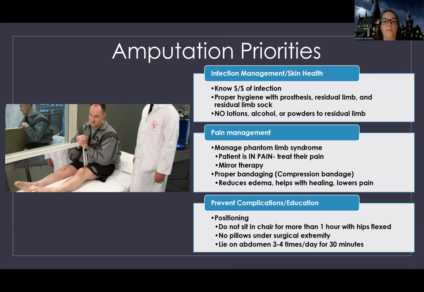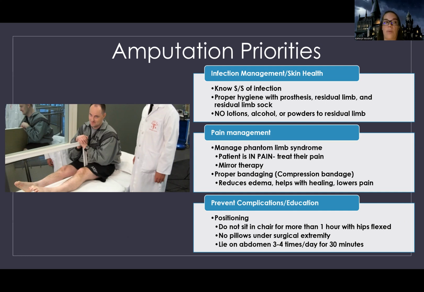Let's talk about what we do after. So a patient goes in and has an amputation. After, they're going to need to know the signs and symptoms of infection, especially as they're taking care of their prosthesis. I had a patient not too long ago that had a below the knee amputation, and then he ended up shortly after needing an above the knee amputation on the same leg. And this is what can happen.